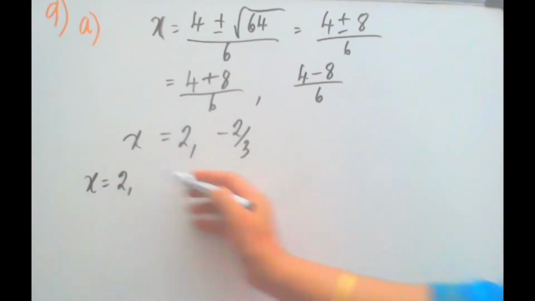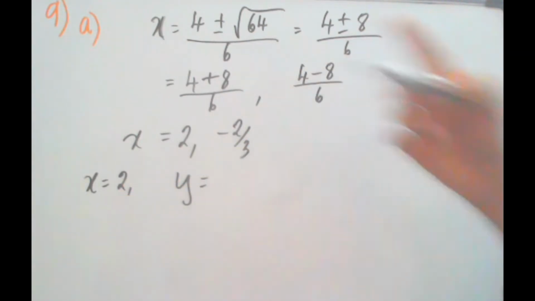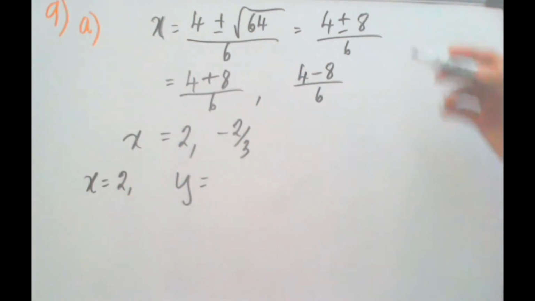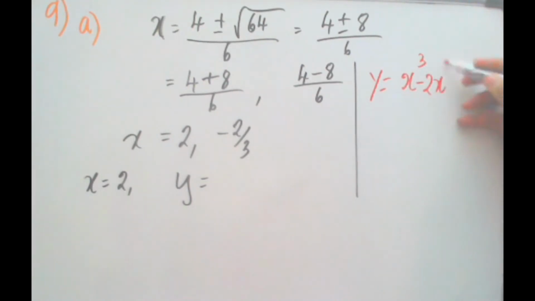When x is 2, y is equal to, we will substitute this value of x in the equation of the curve. So what was the equation of the curve again? It was y equal to x cube minus 2x square minus 4x plus 8.